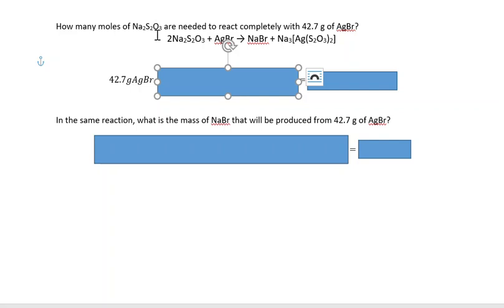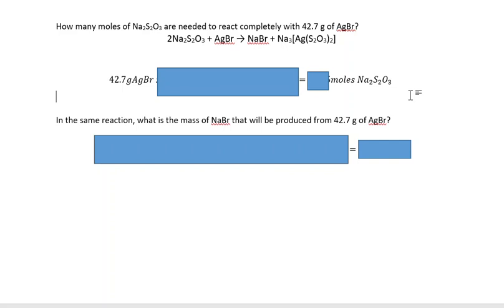Now, the good news is this. I am going to have to go from grams to moles of silver bromide. But once I calculate my mole ratio of silver bromide to sodium thiosulfate, I'm not going to have to figure out how many grams I've got. I just want to know how many moles. That's pretty handy. So over on this side, I only need to figure out moles of sodium thiosulfate.